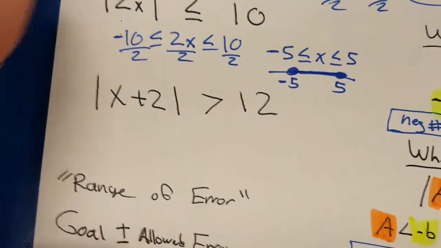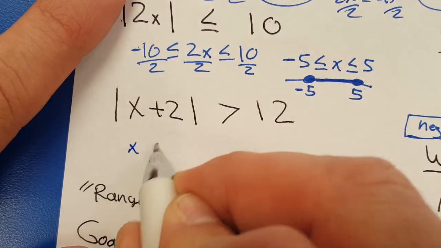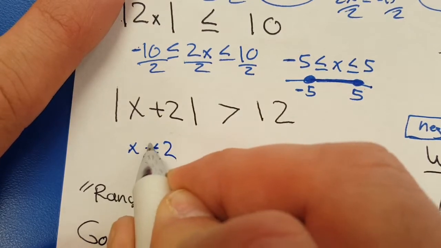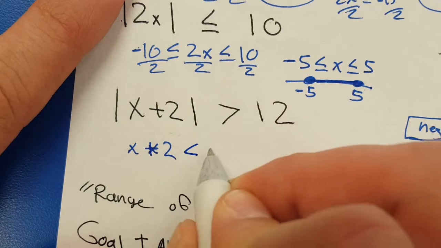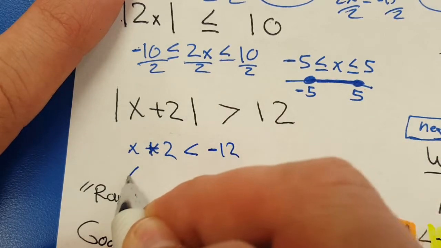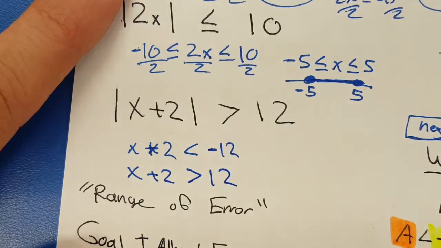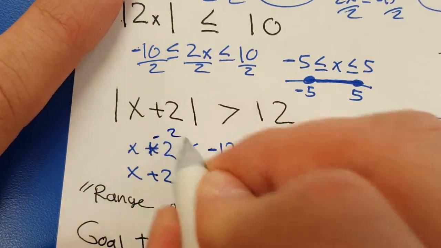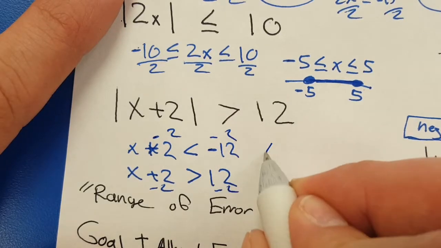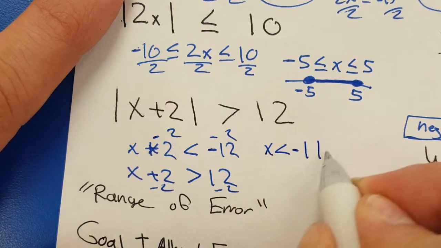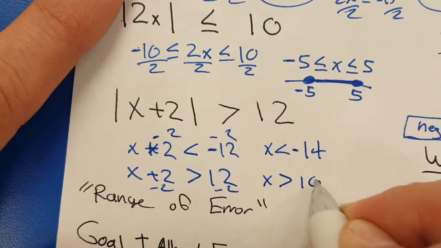So here we go. We have the absolute value of x plus 2 is greater than 12. Here's my stuff: x plus 2 is my stuff. That has to be less than the negative, and then x plus 2 has to be greater than the positive. All right, let's solve. Minus 2, minus 2, minus 2, minus 2. I'm going to have x is less than negative 14, or x is greater than 10.